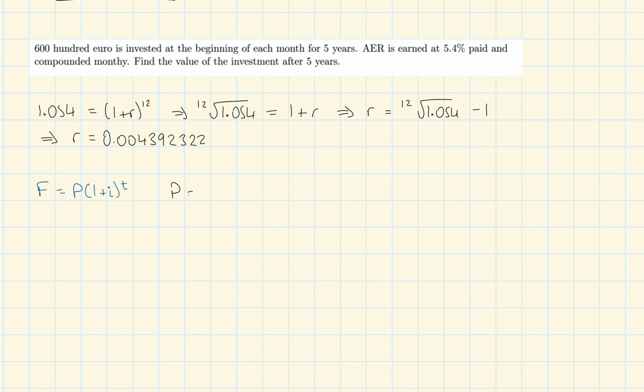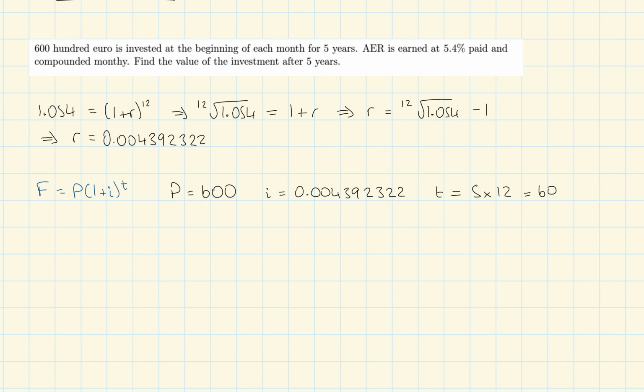So for our investment, it's €600 at the start of each month. The interest rate, keep it as its long decimal. And for t, this is just where we have to be careful. It's 5 years, but it's invested every month. So then we're going to have 5 times 12, which will give you 60 months.